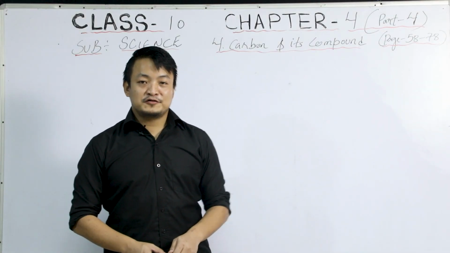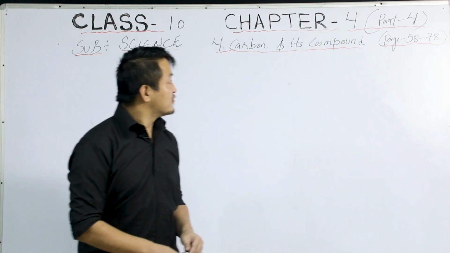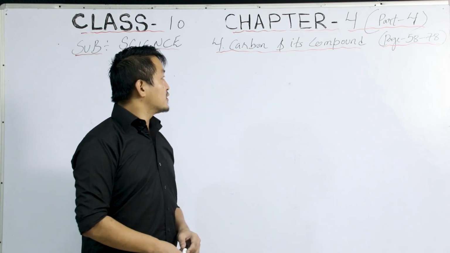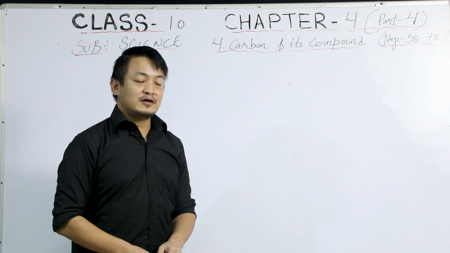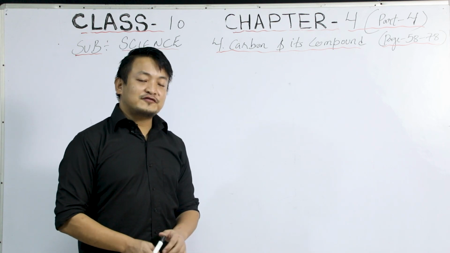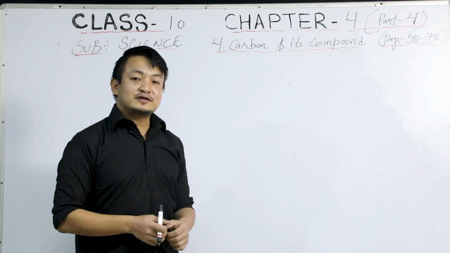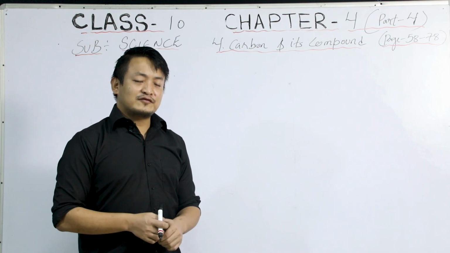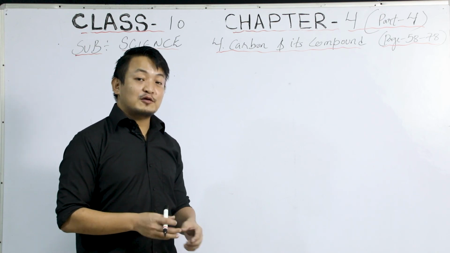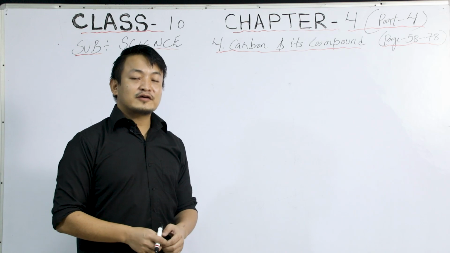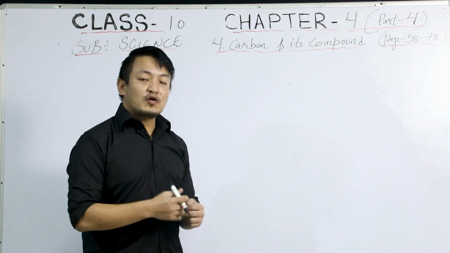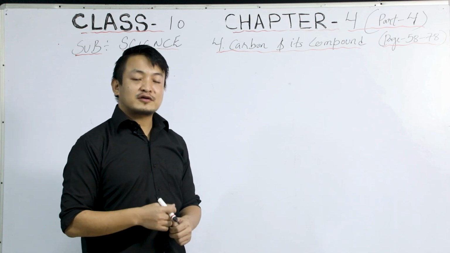Welcome back. Today we'll continue with part 4 of chapter 4, Science, Carbon and its Compounds. In the last class we were discussing functional groups, and we discussed two types of functional group, that is halogen and alcohol, right? So today we'll discuss some more functional groups which are mentioned in your text.